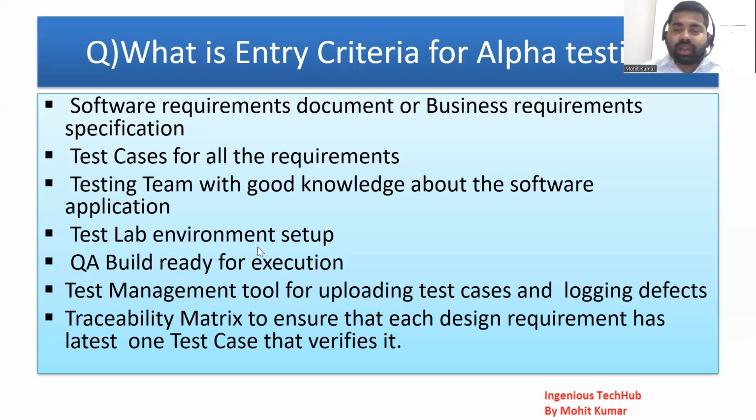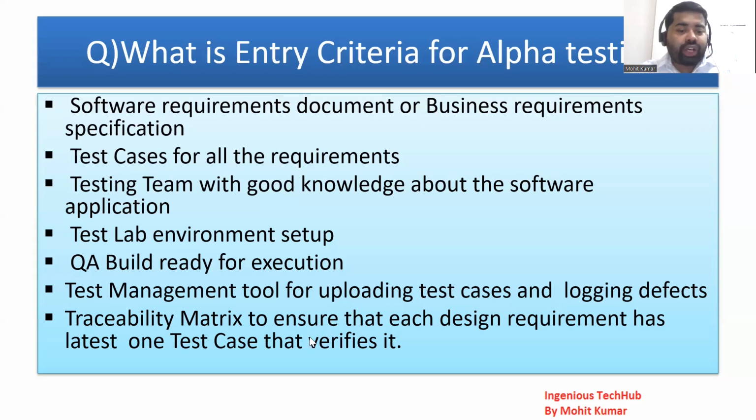Test lab environment setup: every setup is already done, because we have already done many rounds of testing before. QA build is ready for execution. Then a test management tool for uploading the test cases and logging the defects. We use different types of test management tools, depending upon the company. Generally we have Jira, Rally. These are the common tools, but product-based companies have their own tools, but the process is the same.